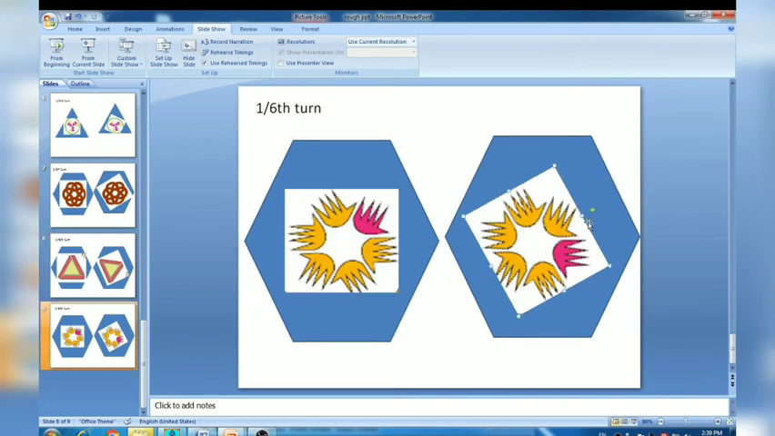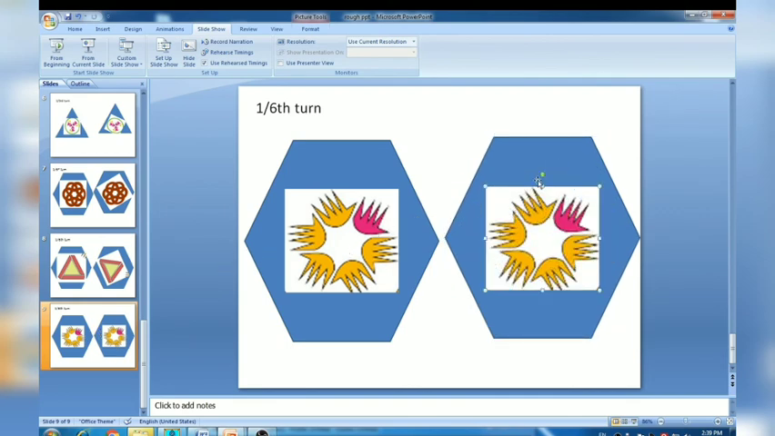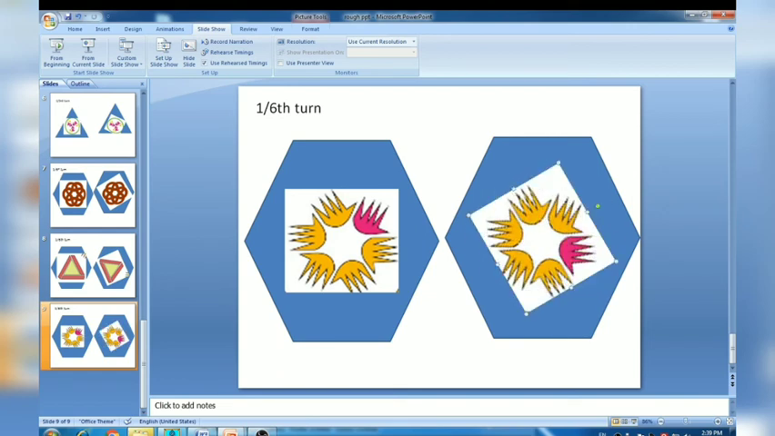Now this one, on 1/6 turn I have to take this part. Okay, does it look the same? No, that means it is not fixed that a shape which looks the same on the 1/3 turn should look the same on 1/6 turn. One shape will be different for the 1/3 turn and one for 1/6 turn.